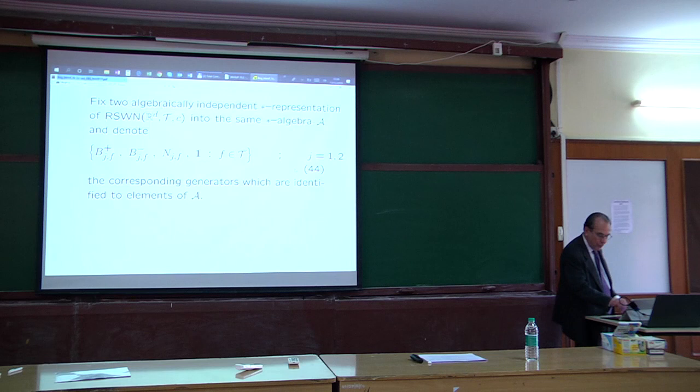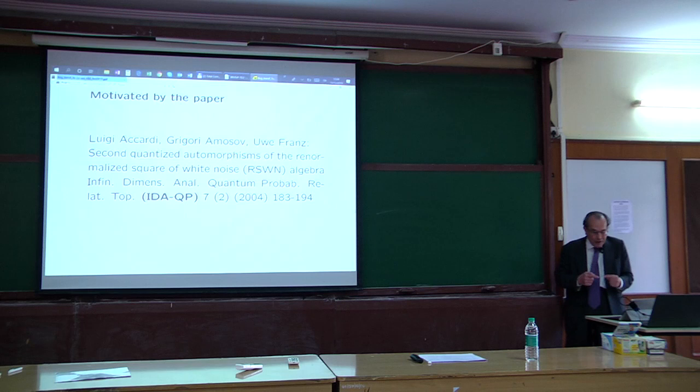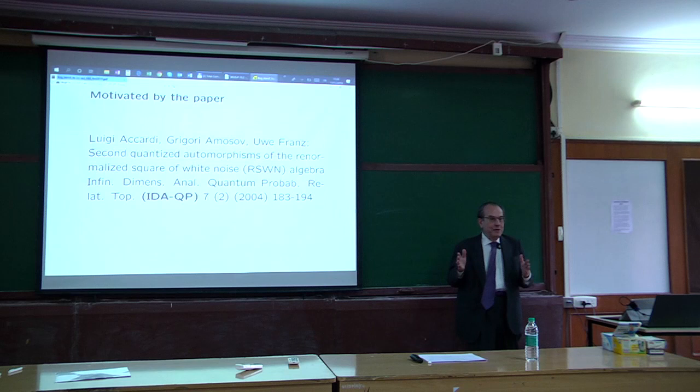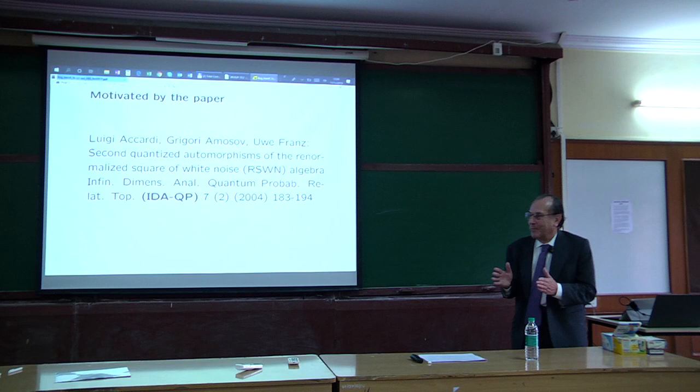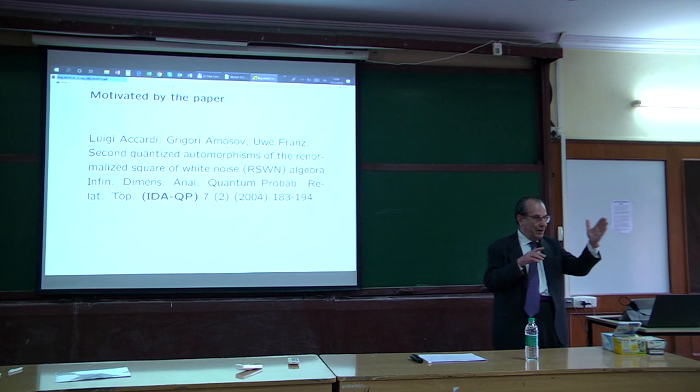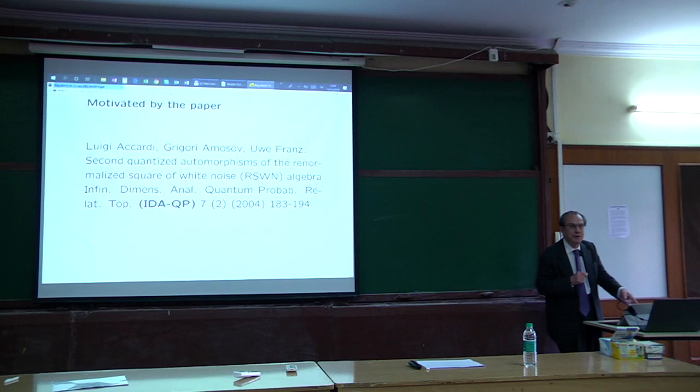Now, the motivation for this paper is a generalization of an old paper we did with Uwe Franz and Amosov long ago, in which we realized this for the subgroup of Bogoliubov transformations which are called quasi-free maps. Namely, those which don't involve linear combinations of all three generators, but map creator into creator, annihilator into annihilator, and center into center. And we characterized this. And now we want to do a more general situation.